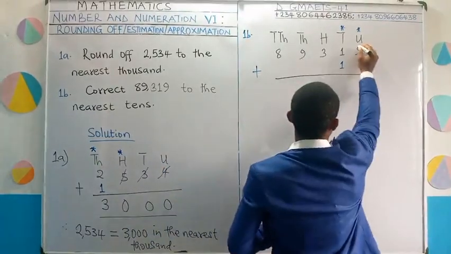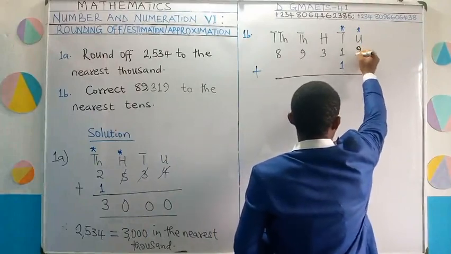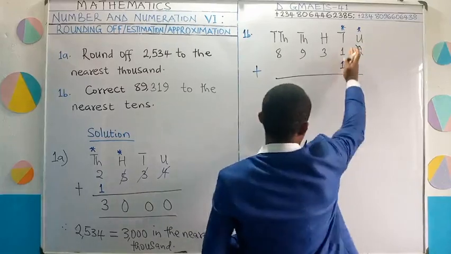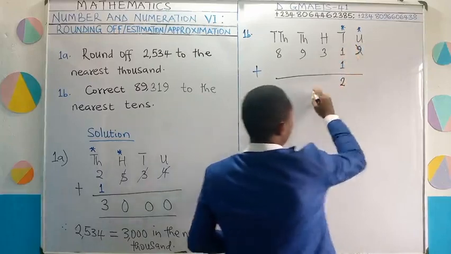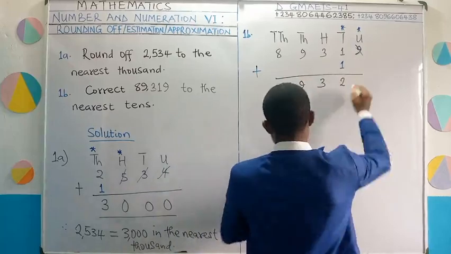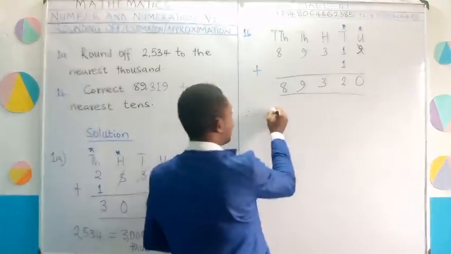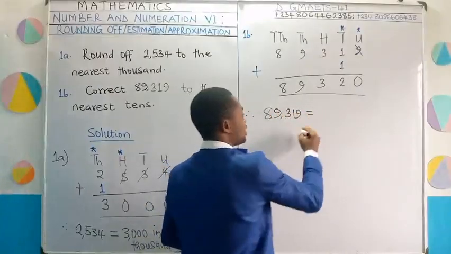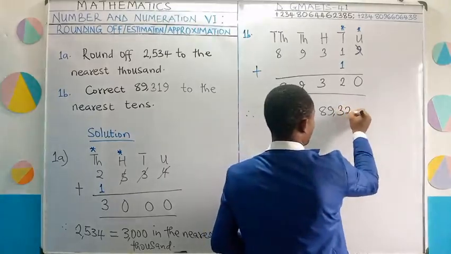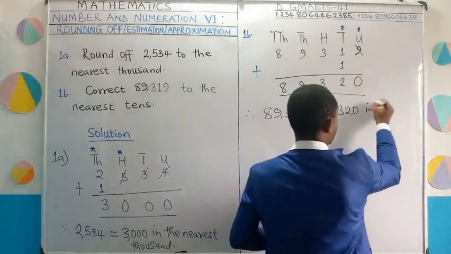Alright, so doing that, this will reduce. Let me use blue marker. That 9 will reduce to 0. So adding up in the tens place value, this is going to give us 2. Then bring down 3, 9, and 8. This would be 0. Therefore, 89,319 is equal to 89,320 in the nearest tens. 320. So 89,320 in the nearest tens.